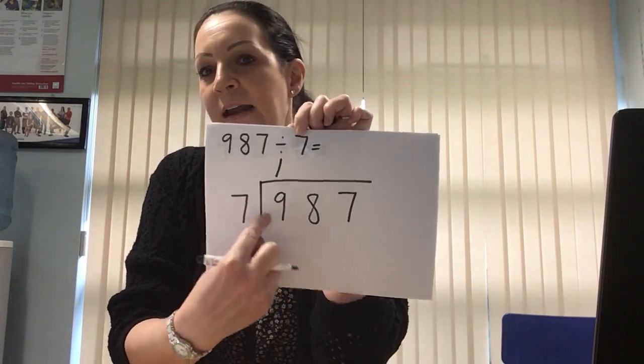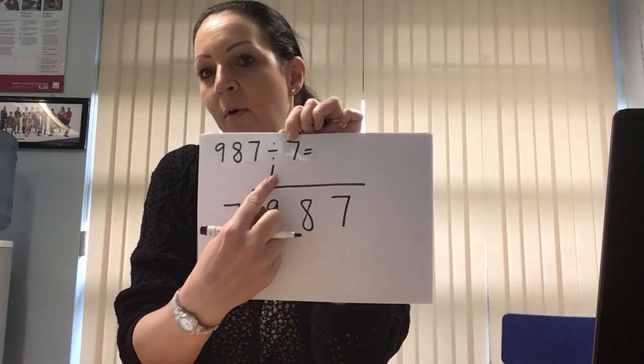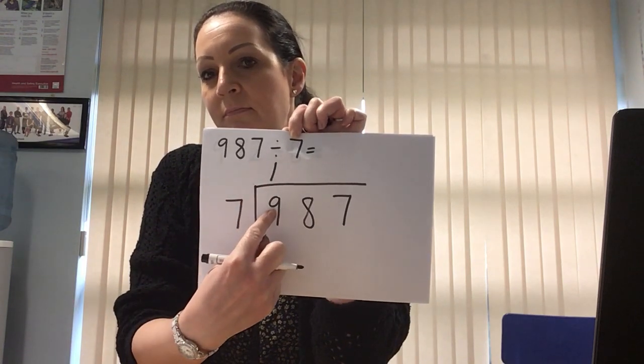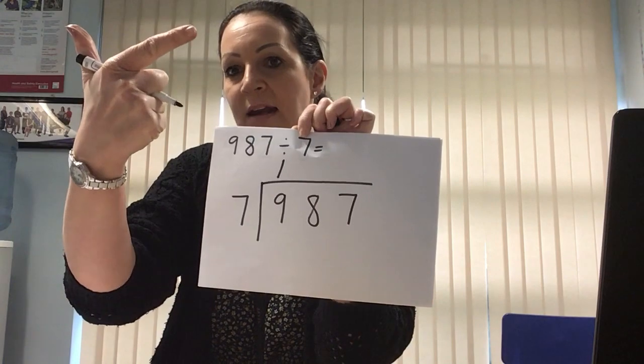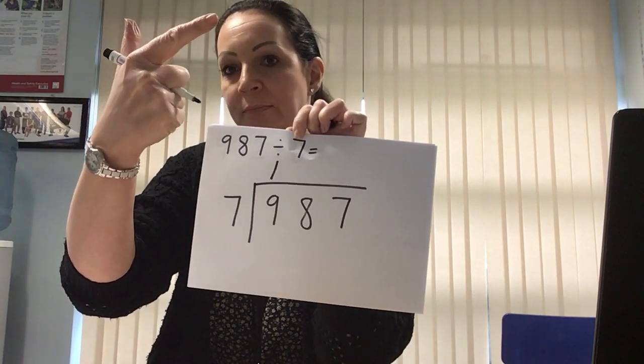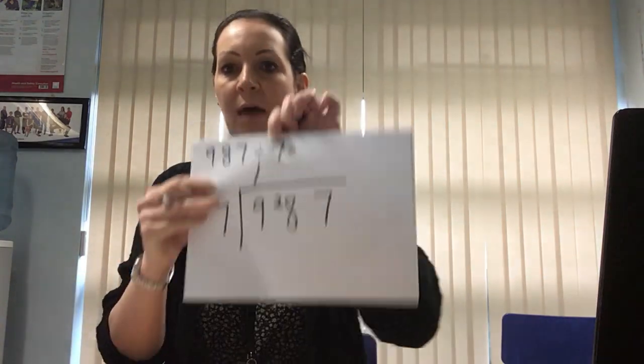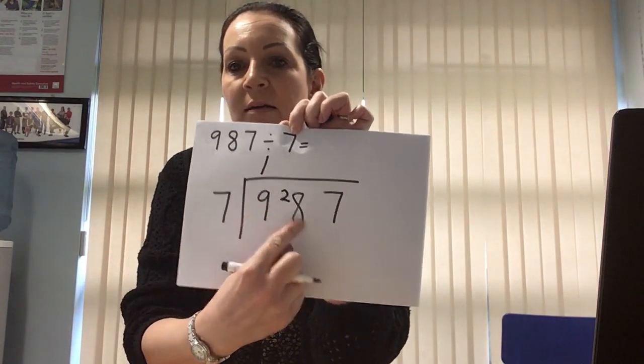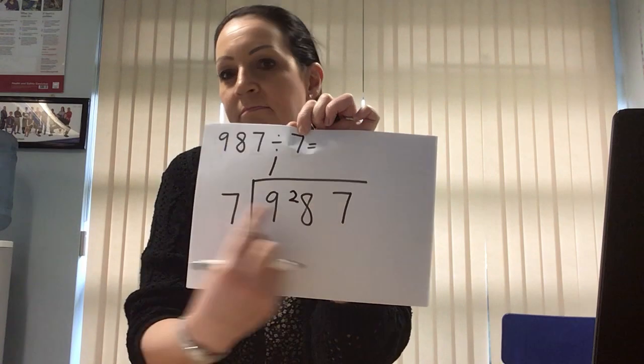But we've actually got 9, haven't we? So we're going to have some left over. 1 times 7 is 7, 8, 9. We've got 2 left over. So the 2 is going to go onto the next number. I can see there that we've made 28.